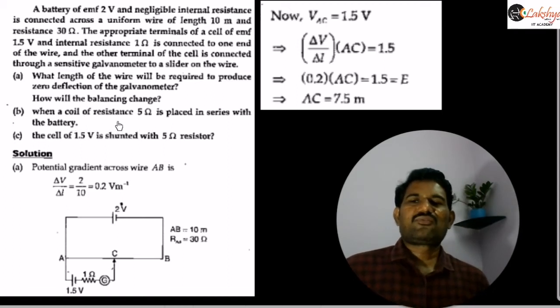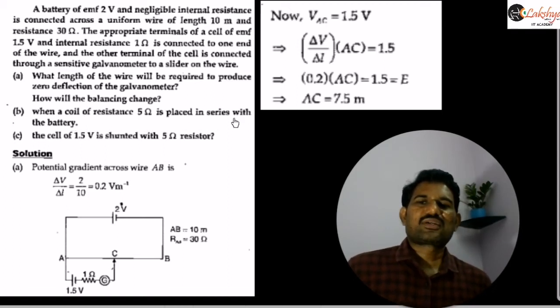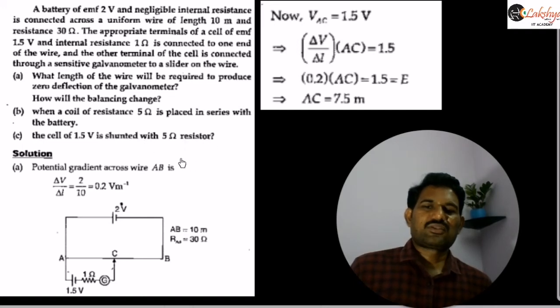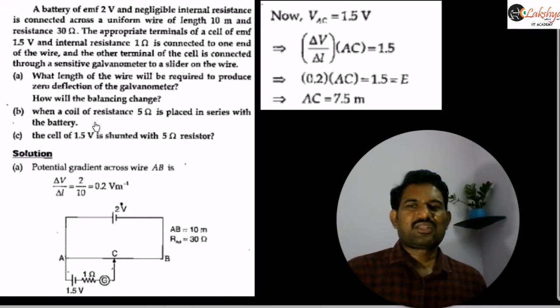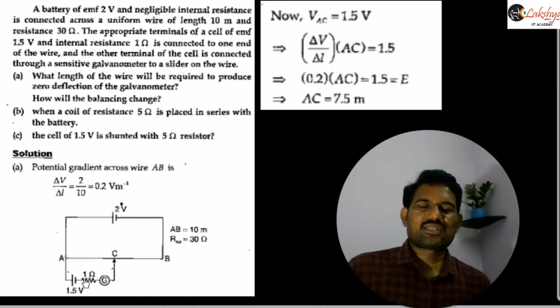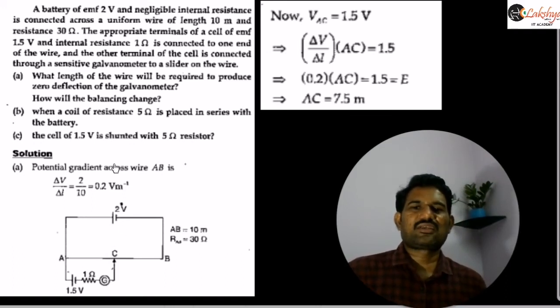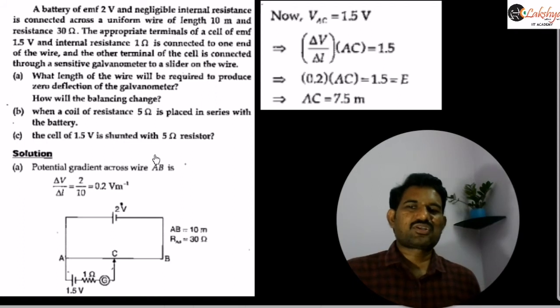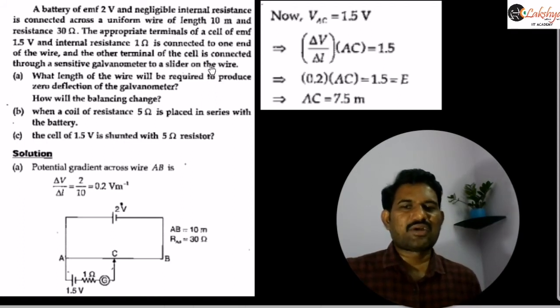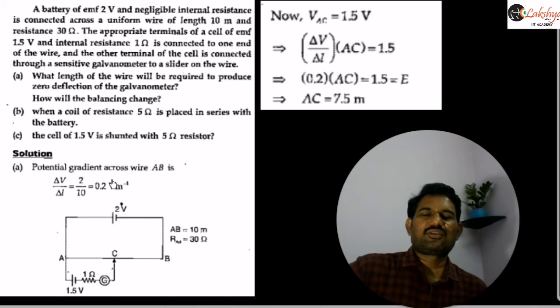How will the balancing length change when a coil of resistance 5 ohms is connected in series with the battery, and when the cell of EMF 1.5 is shunted by the 5 ohm resistor, right? So here three different questions are there. First they are asking for the balancing length for this cell. We need to find the potential gradient, and potential gradient into balancing length will give us the 1.5, that means the EMF of the cell.